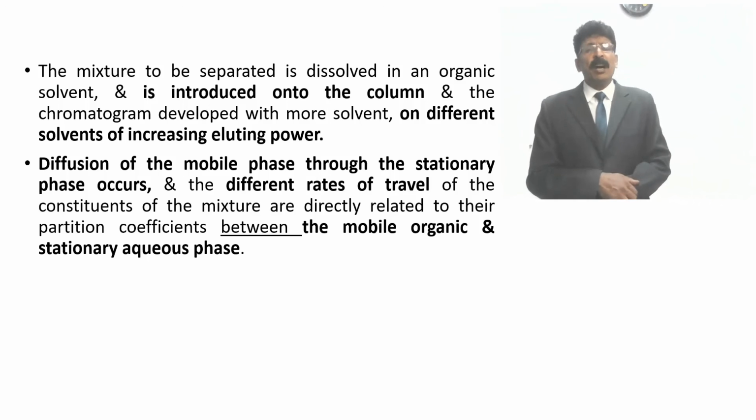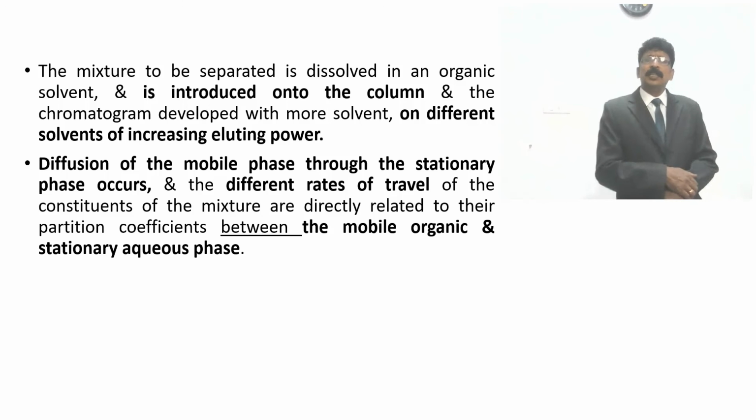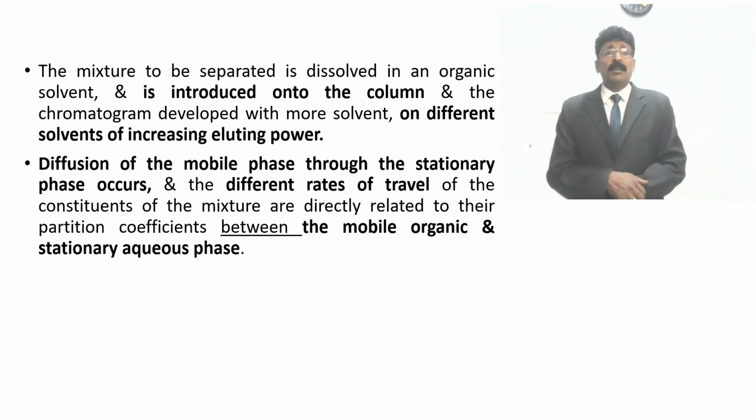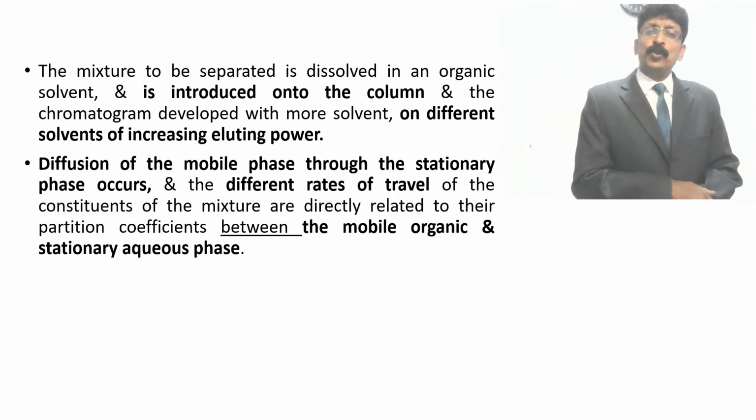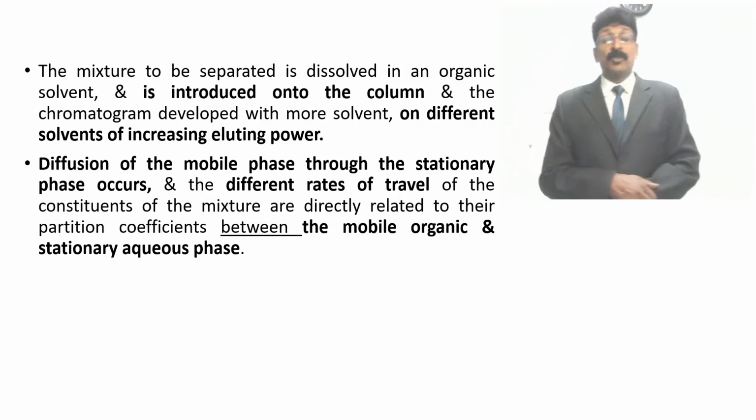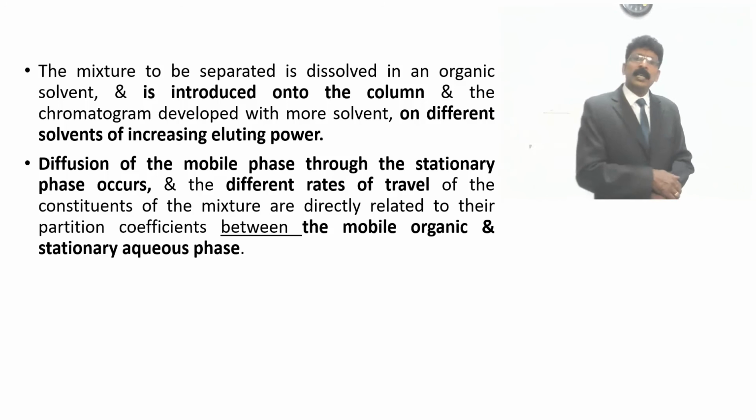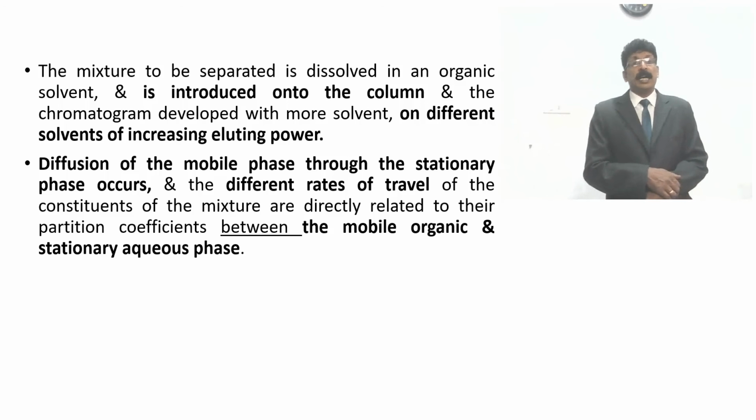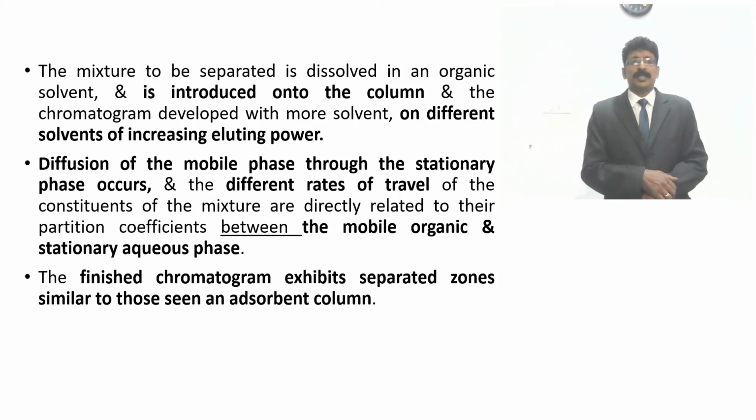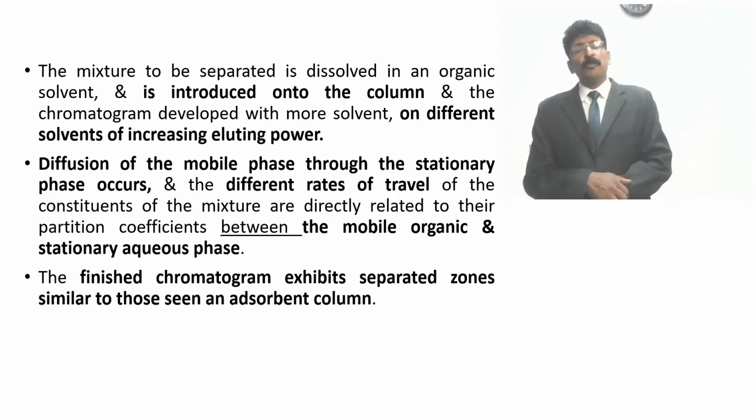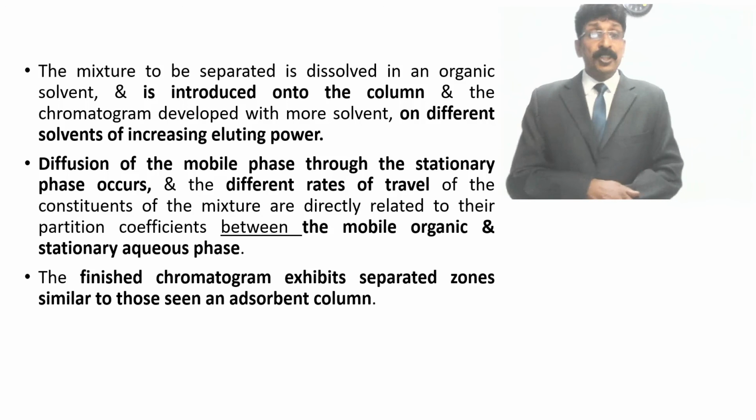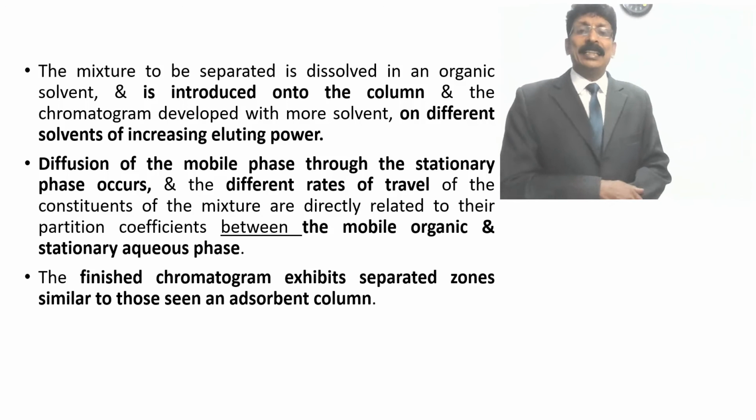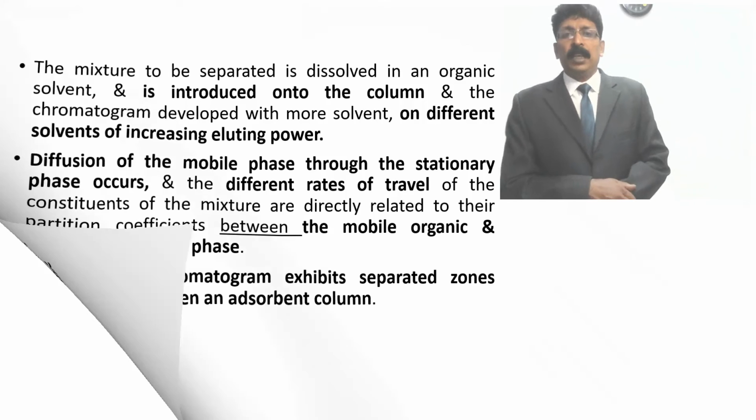Diffusion of the mobile phase through the stationary phase occurs. The different rates of travel of the constituents of the mixture are directly related to their partition coefficient between the mobile organic phase and the stationary aqueous phase. So the finished chromatogram exhibits separated zones similar to those seen in an adsorbent column.